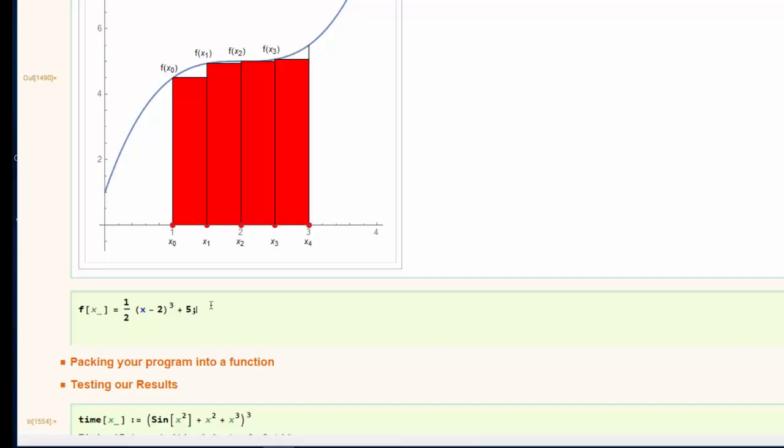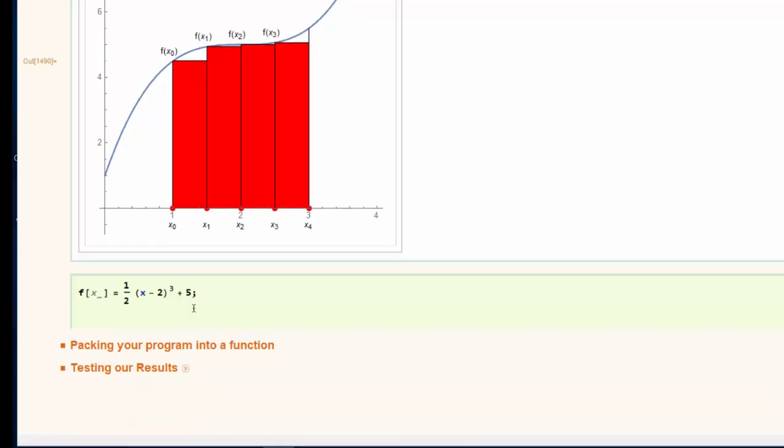So I've already defined my function, and then I have to enter my other information. So here's my function. I know I'm integrating it from a equals 1 to b equals 3, and I've decided to use n equals 4 subintervals. Once I have that information, I can actually calculate the base of each of the rectangles, the delta x in this case.